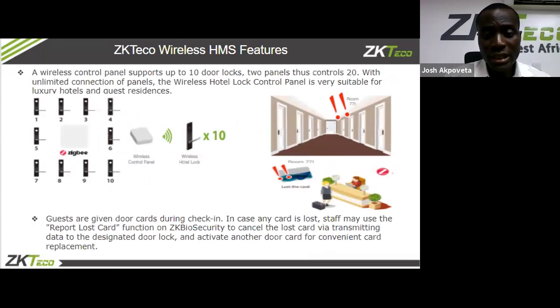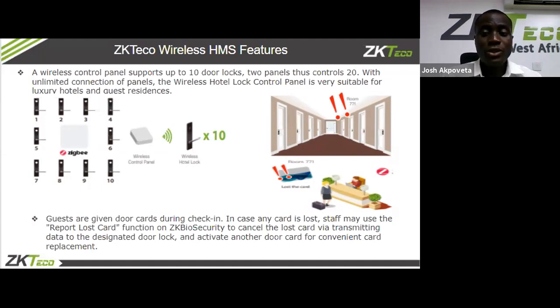What you see on your screen is a typical architecture of how the ZK Wireless HMS works. With a single control panel, you are able to control an average of 10 locks. And you can also slave another gateway to this, whereby you can control up to 20 locks to a gateway. And you can connect as many gateways as you want, giving you access for up to 2,000 doors on a single server, and 8,000 doors on multi-server.